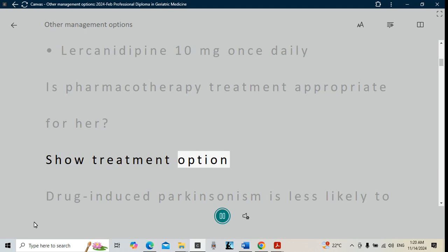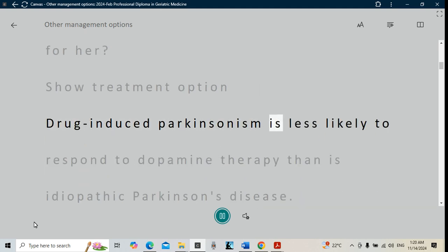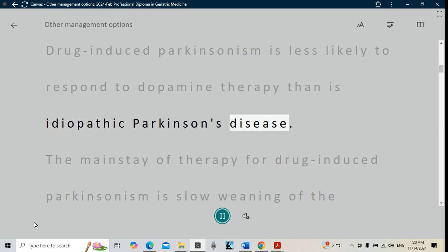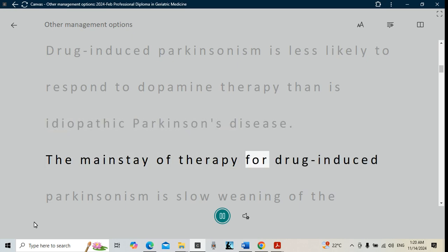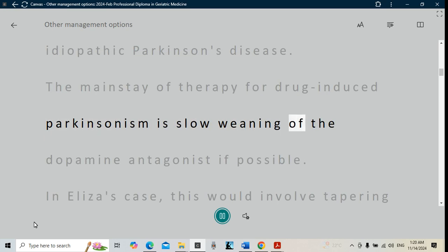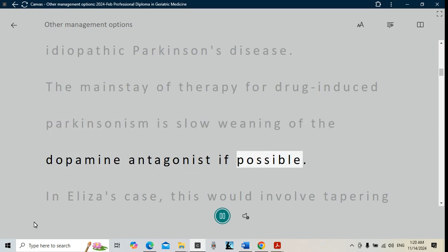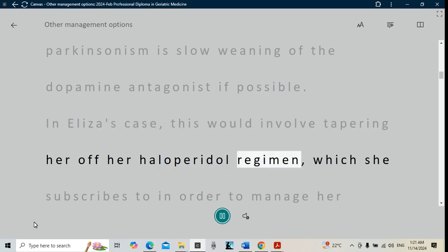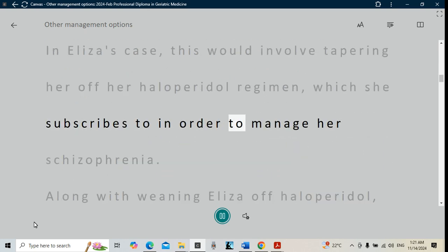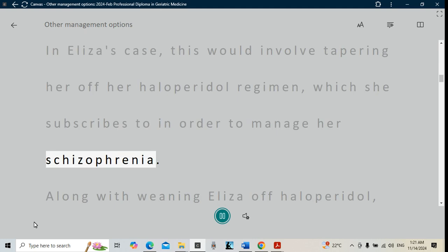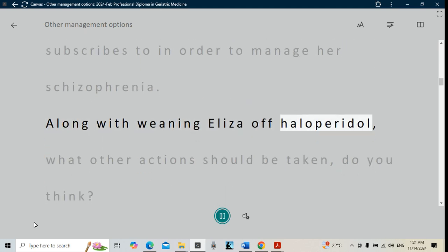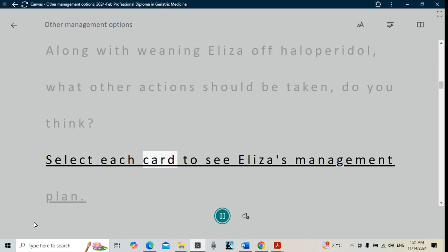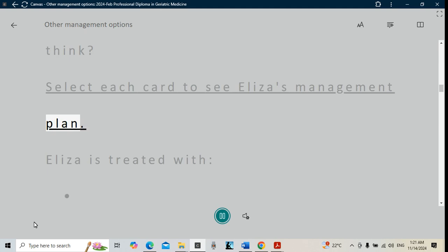Show treatment option. Drug-induced Parkinsonism is less likely to respond to dopamine therapy than is idiopathic Parkinson's disease. The mainstay of therapy for drug-induced Parkinsonism is slow weaning of the dopamine antagonist if possible. In Eliza's case, this would involve tapering her off her haloperidol regimen, which she is prescribed in order to manage her schizophrenia. Along with weaning Eliza off haloperidol, what other actions should be taken, do you think? Select each card to see Eliza's management plan.